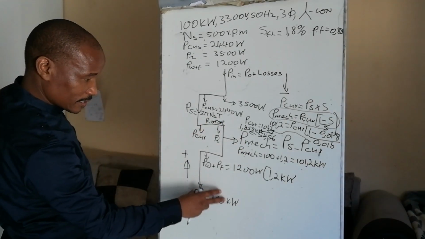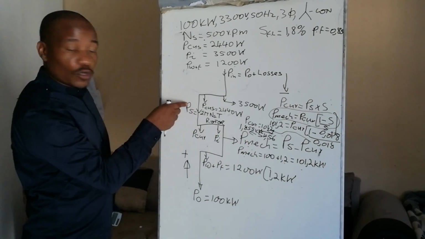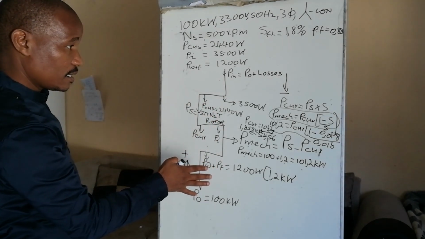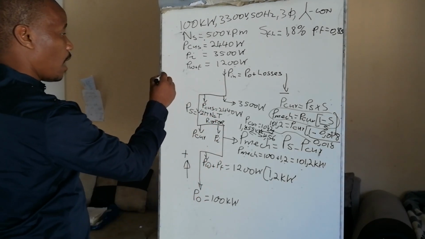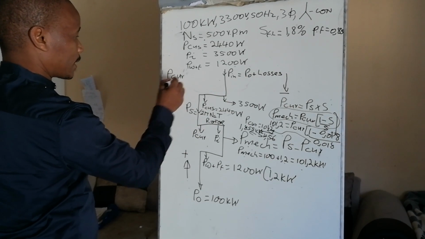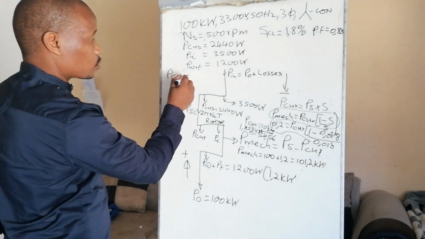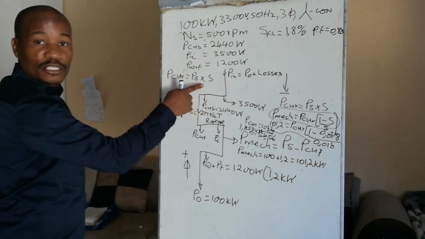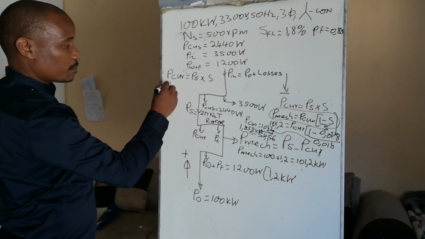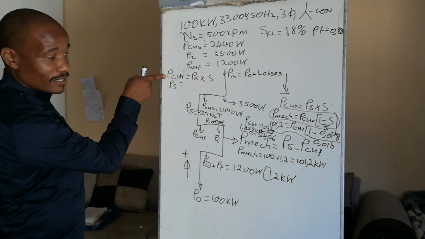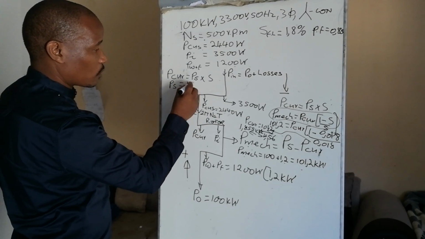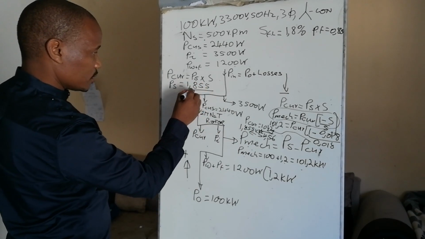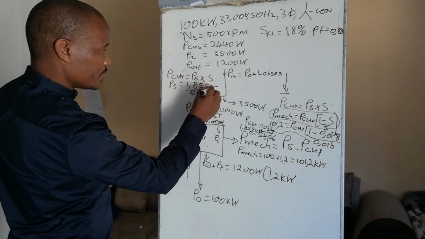Right, now you've got this, and this. You can also find this. I want us to fill in our sketch first. Now, PCUR, the rotor copper losses, is equal to what? PS, the synchronous power, multiplied by the slip. We just make the synchronous power the subject of the formula. This is calculated as 1.855 divided by 0.018.